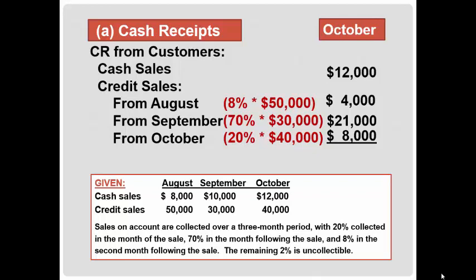This represents during October, month of the sale, we collect 20%. Then from September, October will be the month following the sale that happened in September, so we'll collect 70% of that. And then in October, we are 2 months from the sale that occurred in August, so we'll collect 8% of those credit sales. In any event, our total cash receipts from cash and credit sales will total $45,000.